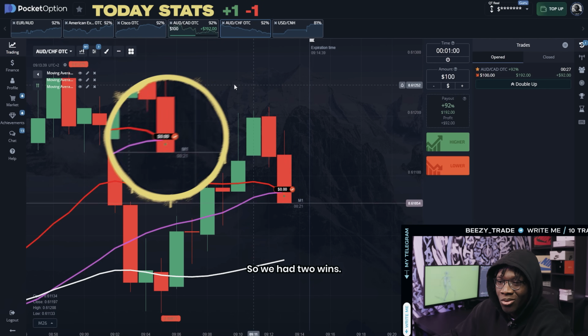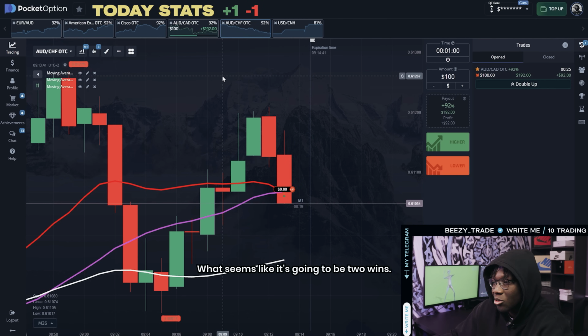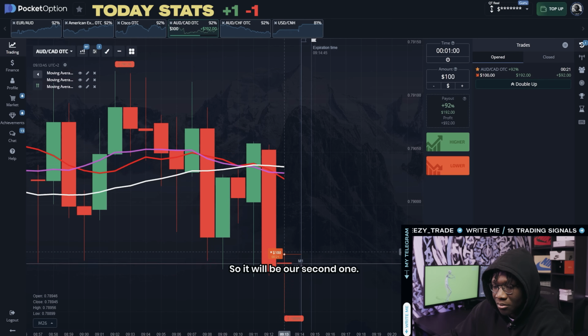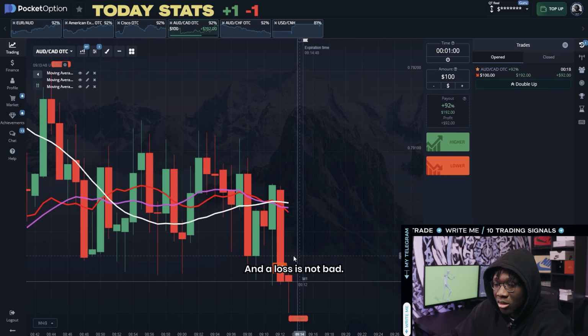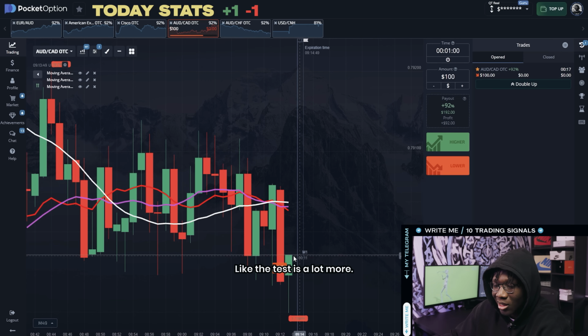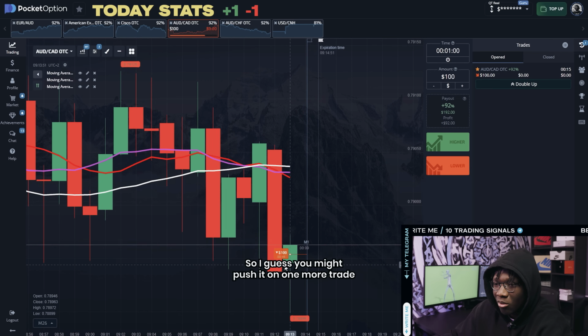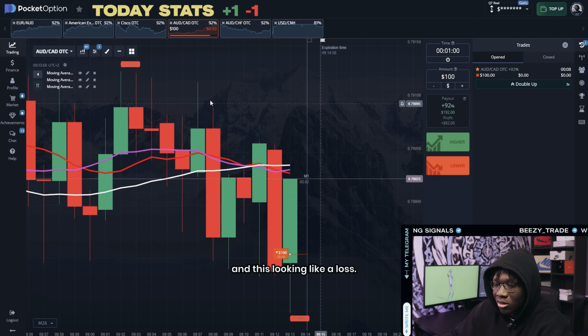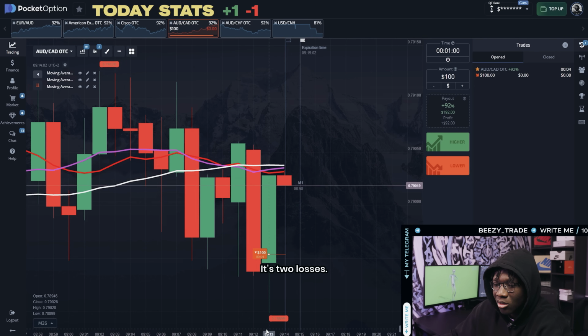So we had 2 wins. What seems like it's going to be 2 wins. So probably will be our second win. And 1 loss. It's not bad. I'd like to test this a lot more. So I guess we might push it on 1 more trade. And this is looking like a loss. It's 2 losses.